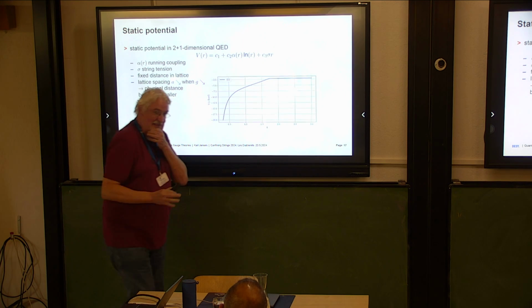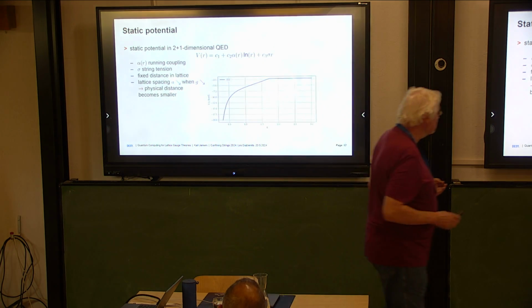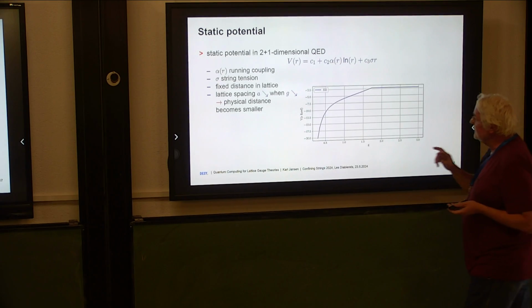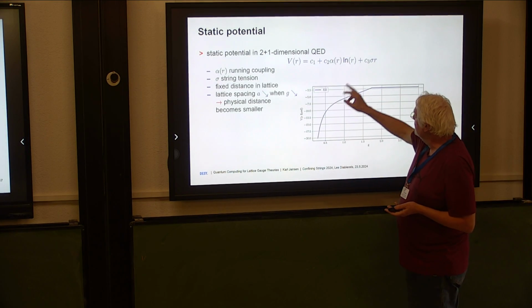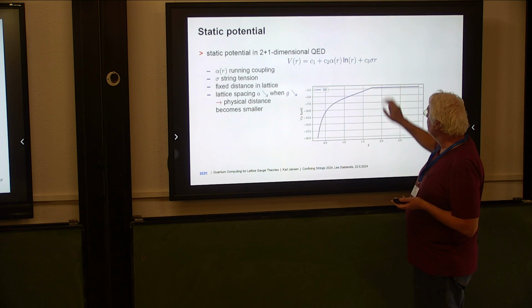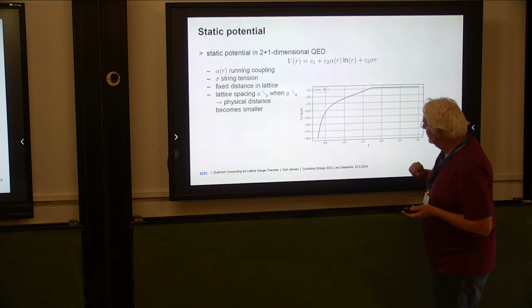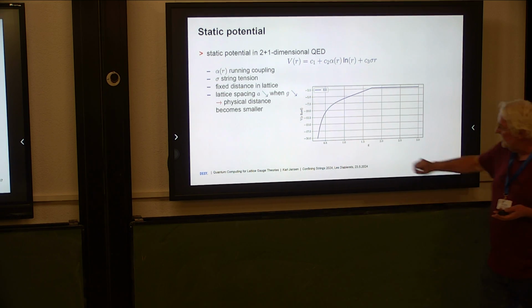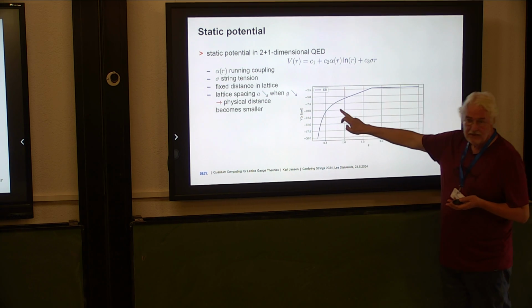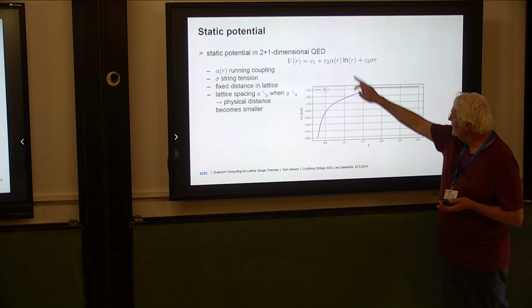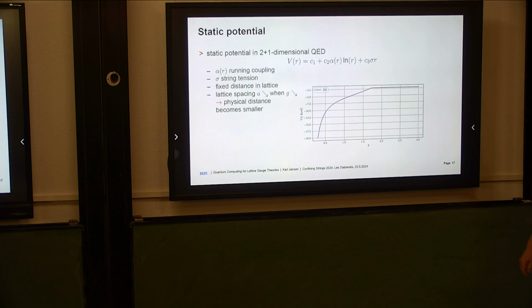But what I wanted to discuss here, because this also relates to other talks, is the static potential. In 2+1 dimensional QED, the static potential has a constant term, then a Coulomb part, which is a logarithm in 2 dimensions, and then a linear part. When you plot this potential with dynamical matter fields, for small values of g you have the Coulomb part, the logarithm, then a linear part from this term, and then string breaking, which means the potential becomes flat.